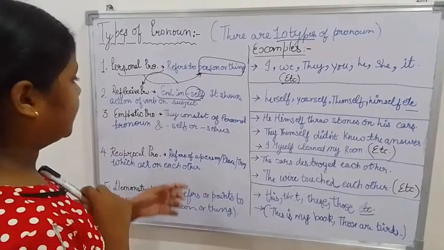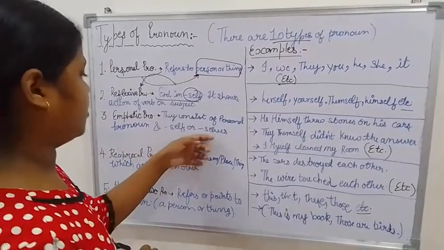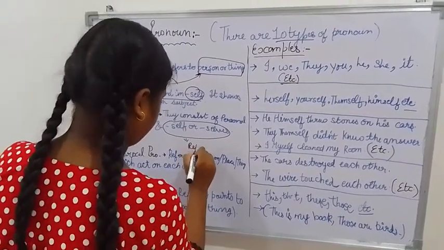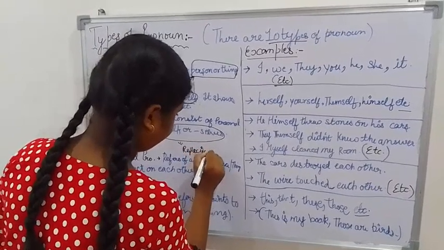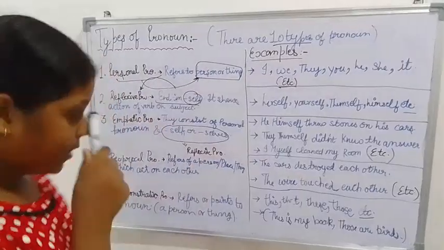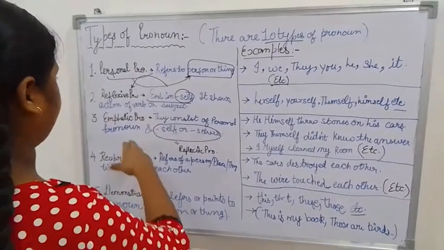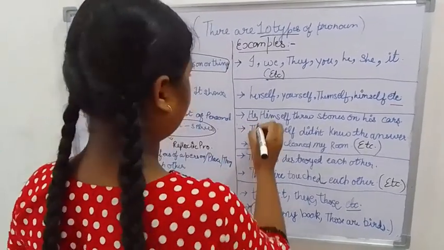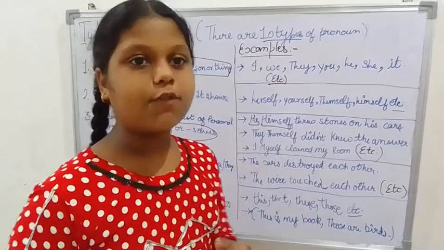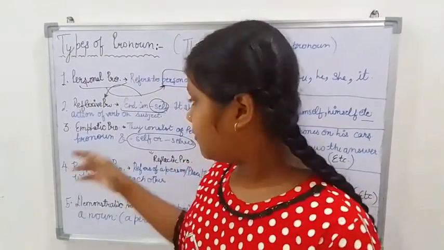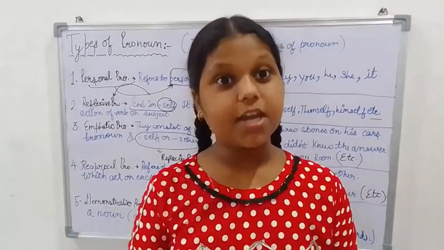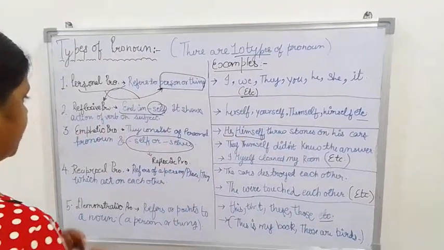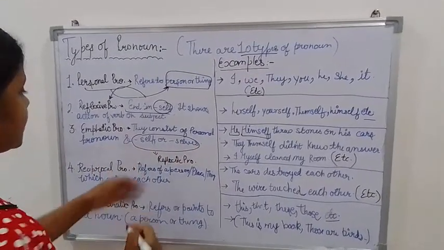Emphatic pronoun. They consist of personal pronoun and self or selves. Here, self or selves means reflexive pronoun, because self or selves is there in reflexive pronoun only. For example, he, himself. He is personal pronoun, himself is reflexive pronoun. So, for your understanding only, I can say that the emphatic pronoun is the mixture of personal and reflexive pronoun. For your understanding, don't write it as a definition. The ideal definition is they consist of personal pronoun and self or selves.